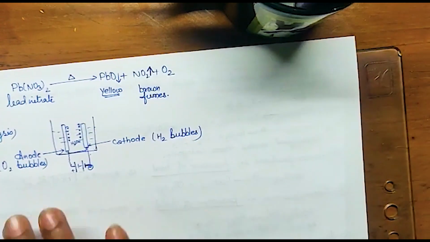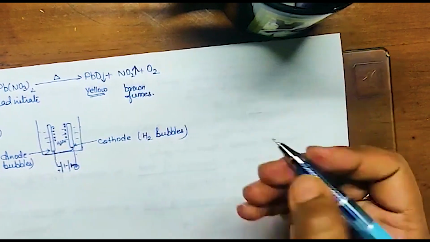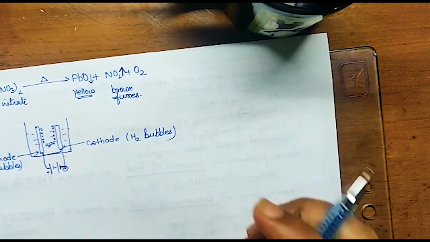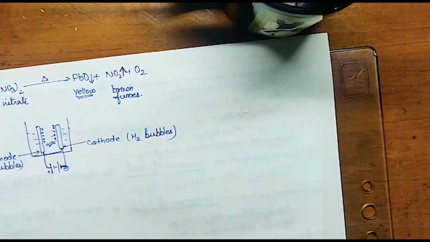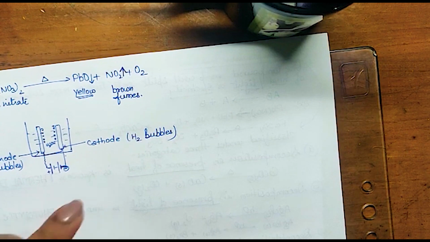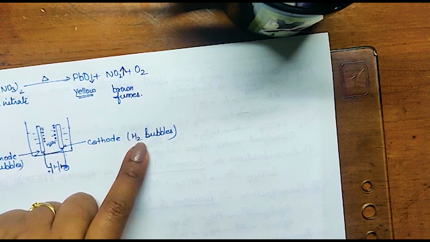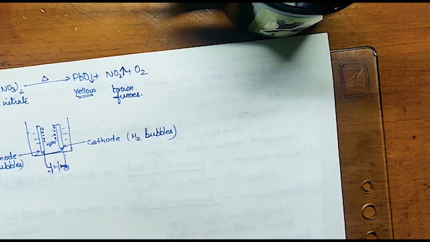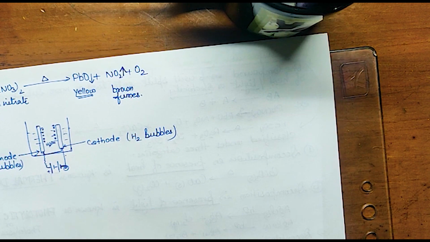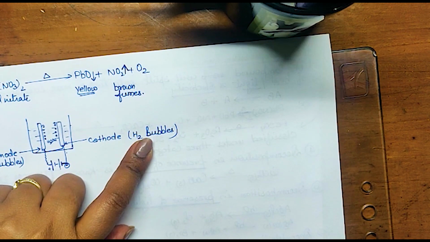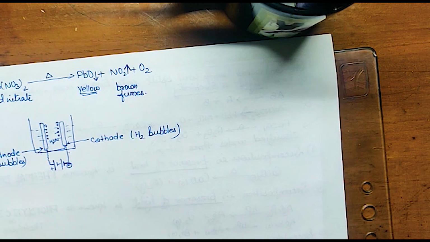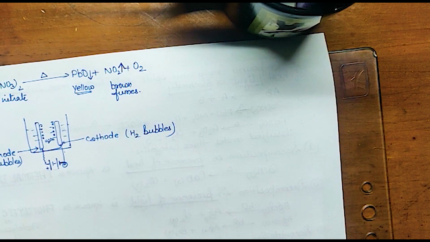Now, how can you test what the gases are? Collect these gases in 2 test tubes, and bring a burning matchstick to the mouth of the test tube. The test tube which has hydrogen will give you a pop sound, and the test tube which has oxygen will give no sound. Got it? So this is the test for hydrogen gas. The test tube containing hydrogen gas will give you a pop sound, while the oxygen gas won't give any pop sound.